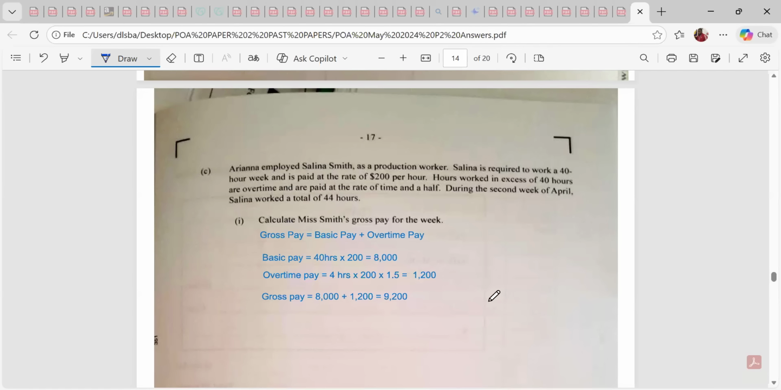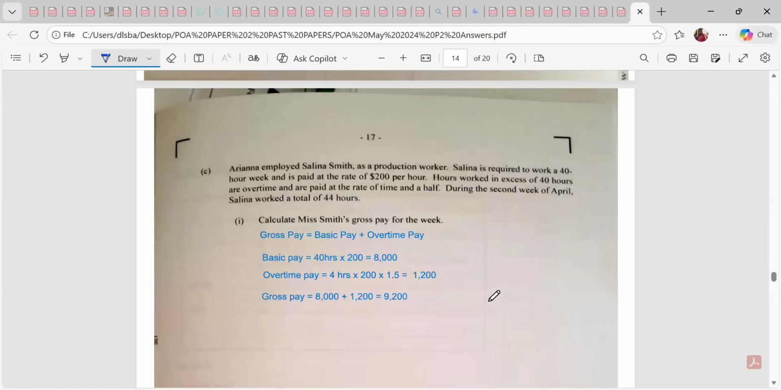The gross pay would be her basic pay plus any overtime. Her basic pay is the 40 hours she's supposed to work, multiplied by her rate of 200 per hour. So I'll multiply 40 hours by 200. And then I'll calculate my overtime, which will be 4 hours, multiplied by the 200, multiplied by 1.5, because it's time and a half.